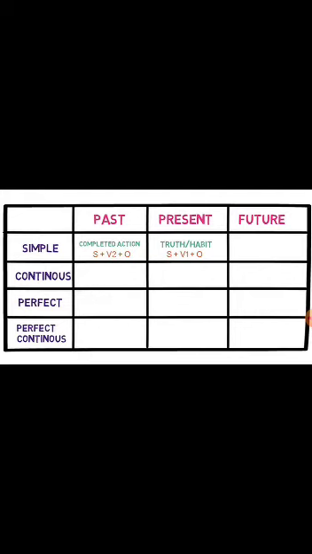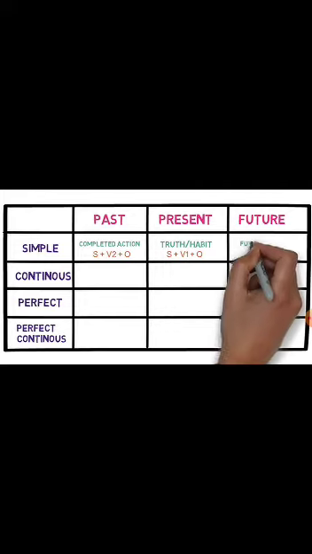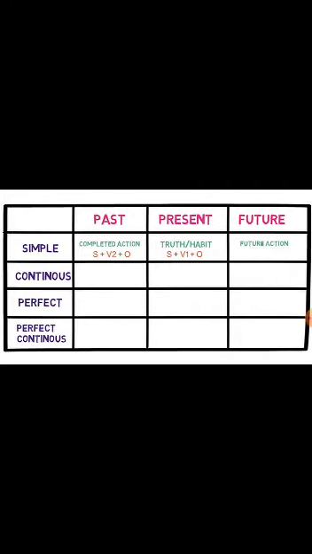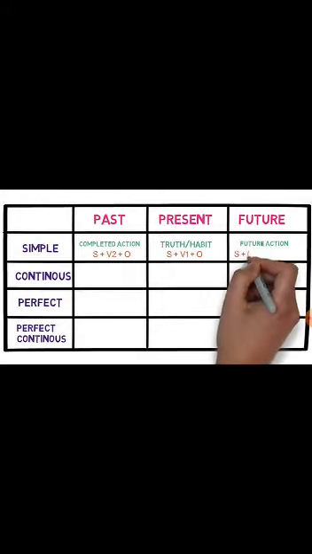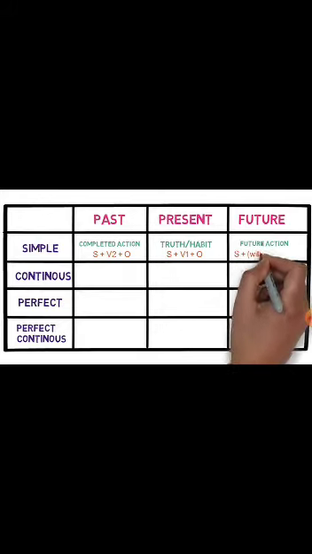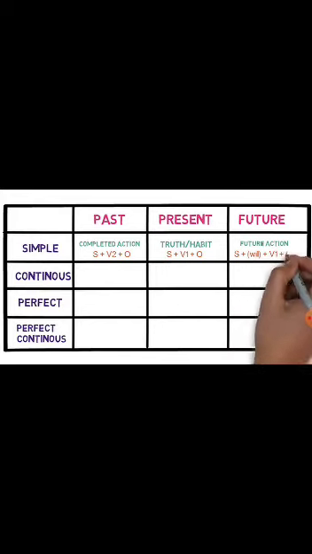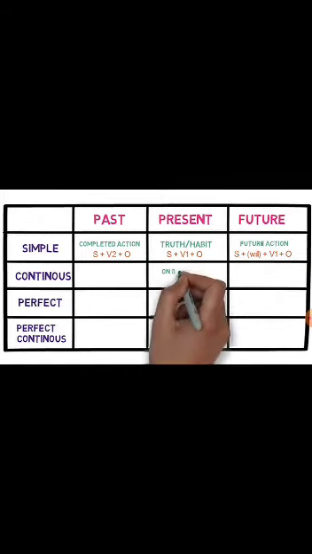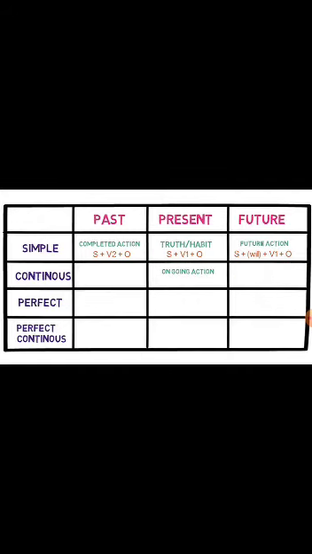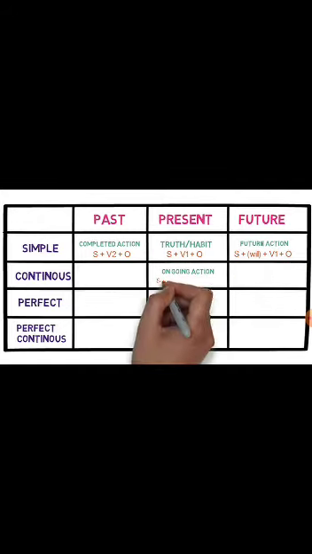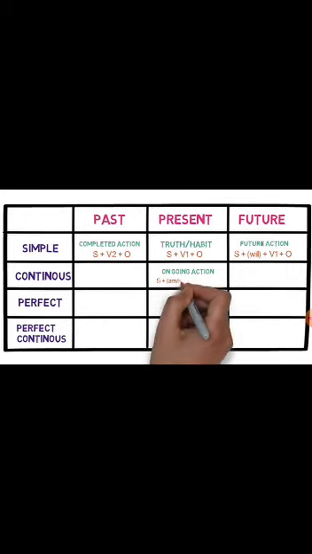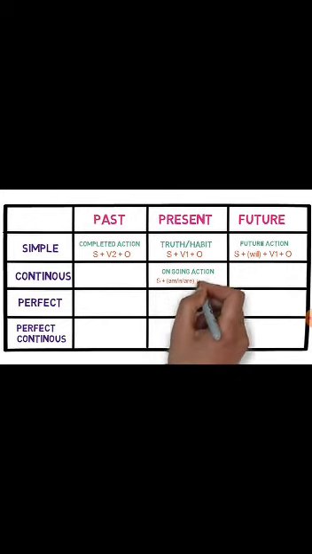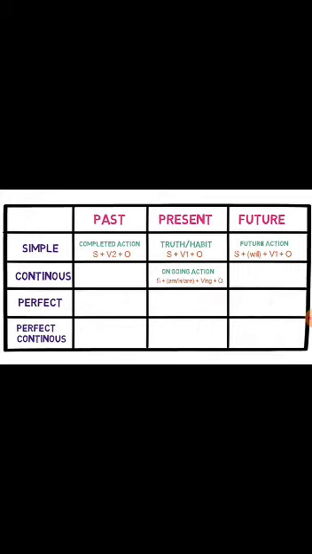And in the simple future tense we refer to a future action that will be completed in future itself. Structure of it is subject plus will plus verb's first form plus object. In the present continuous tense, we refer to an ongoing activity. Structure of it is subject plus am, is or are plus verb's ing form plus object.